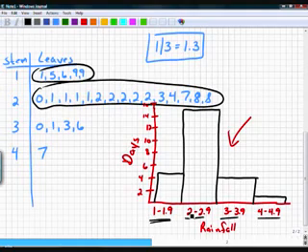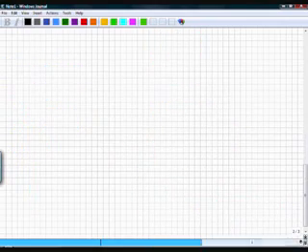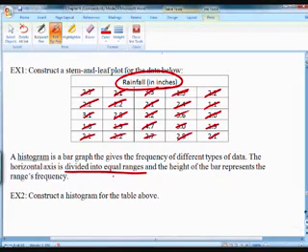1 to 1.9 and then 2 to 8. Okay, make sure that it's the same distance between all of your ranges. Next part.